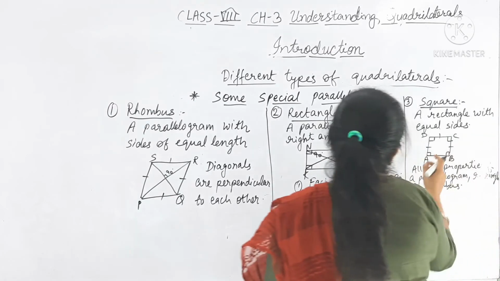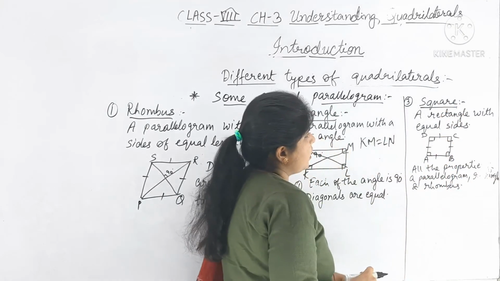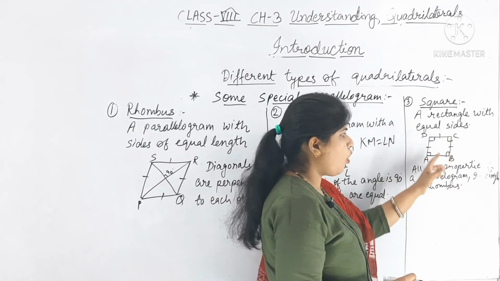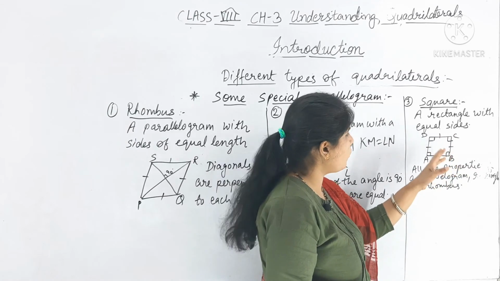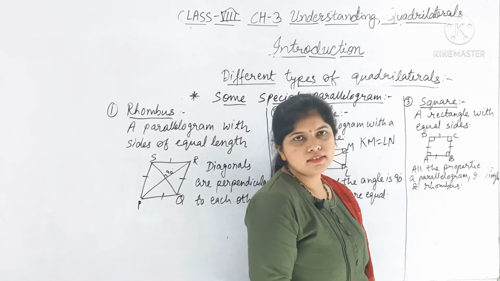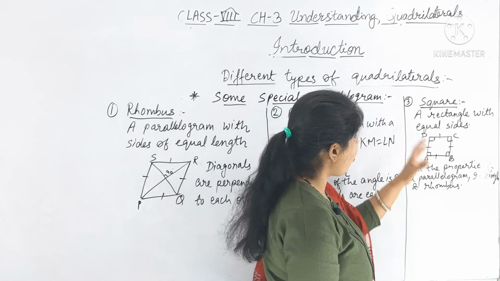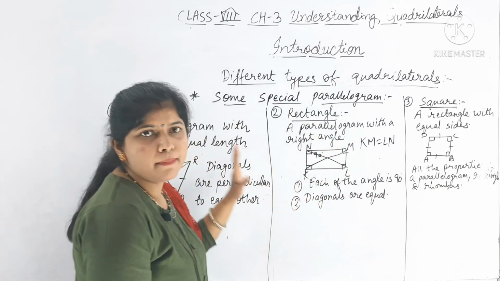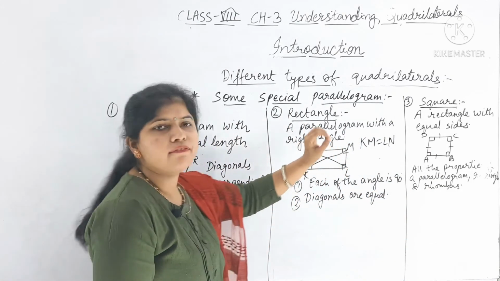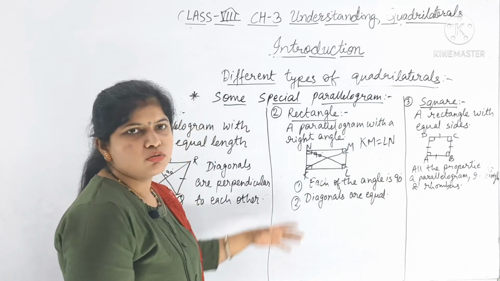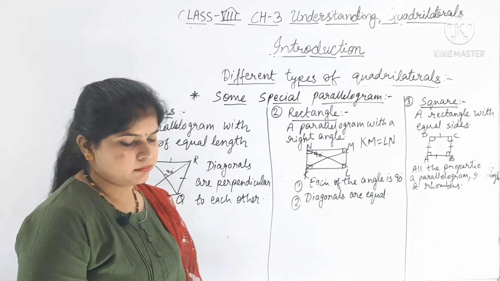Now come to the next, that is square. A rectangle with equal sides. So all four sides are equal in a square, we know, and each angle is 90 degree. Okay, so all the properties of a parallelogram, rhombus and rectangle are in the square. So these are the special parallelograms.